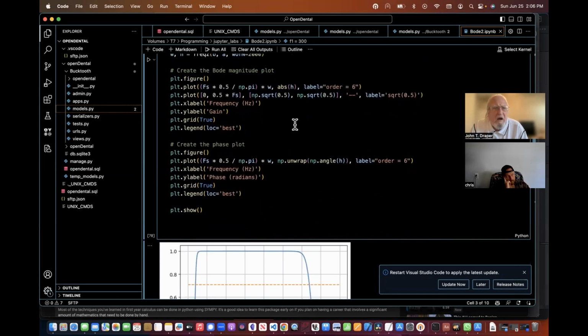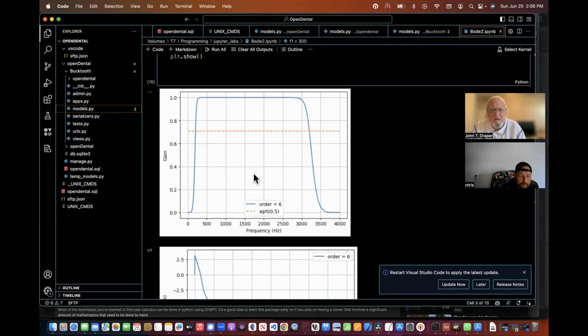Okay. Then you want a grid, and then you want to create the best fit. Create the Bode magnitude plot, and you create the phase plot. And then you show, and here's the magnitude plot with order 6. See, it's got a fairly sharp, steep curve, and it peaks out at, now the way they calculate the edges of the bandwidth here is 0.707. That is 1 over the square root of 2.